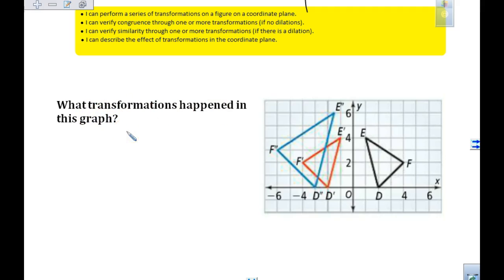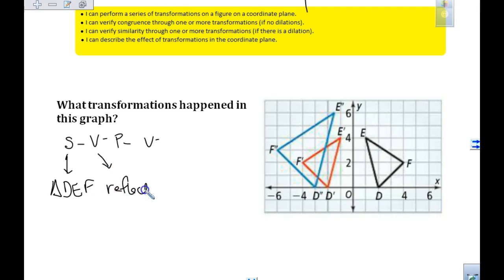And when you are writing this, you always want to start with your subject. Then you want to go with the verb, and then our predicate. So kind of like writing a sentence in English. So if it asks you what transformation is happening, what did we start with? Reflection. So what was our shape? Triangle DEF. And then the verb is that we reflected.